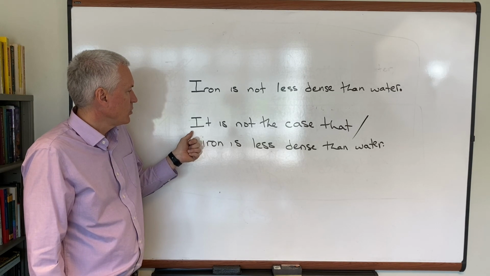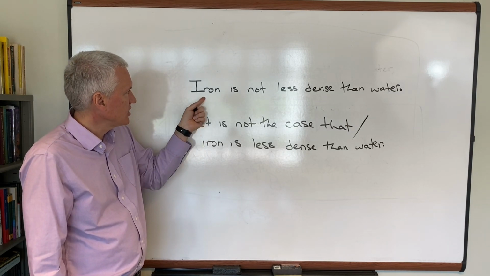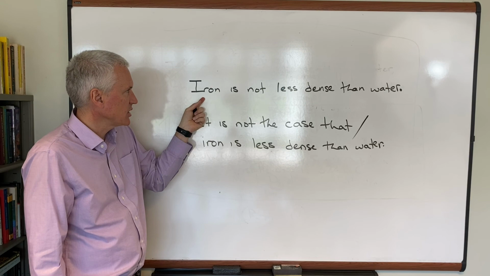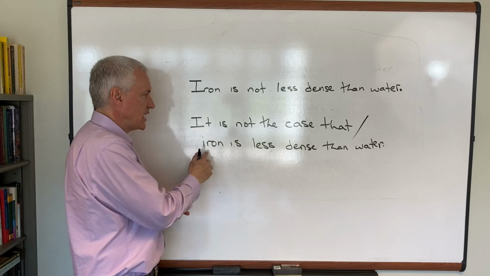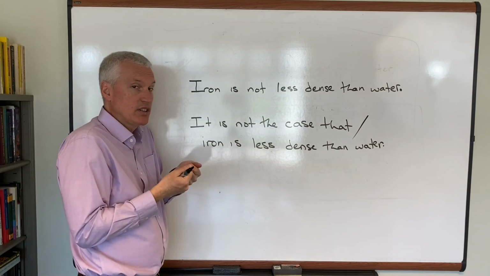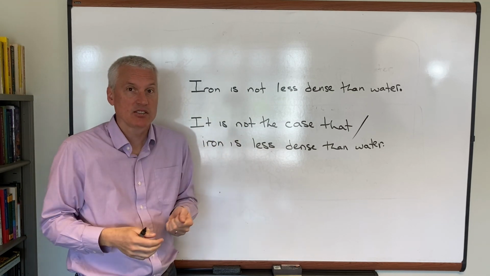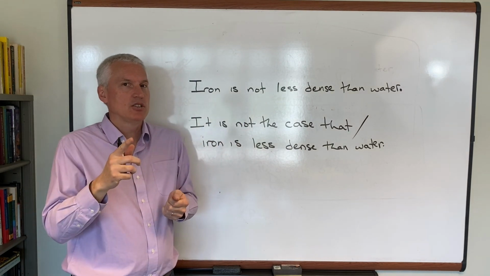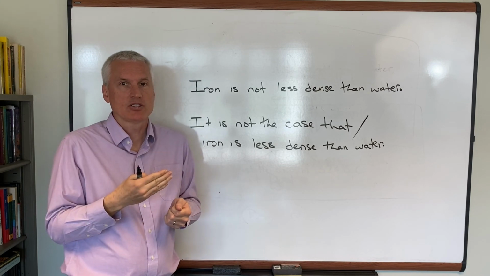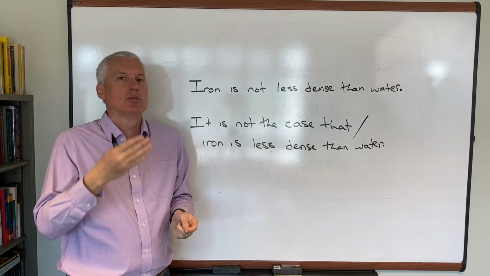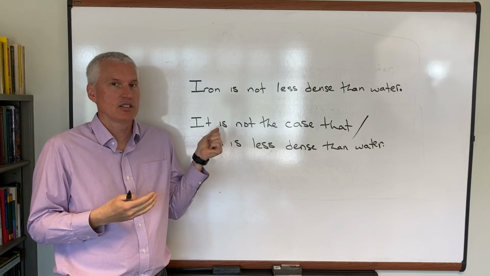So we could make the case that this sentence is not atomic. It has a part, iron is less dense than water, which is atomic, and then it's got this other thing, "not," or "it is not the case that." So what we'd love to do is capture that in our logical language too, so that we have not just conditionals, but also these kinds of sentences.